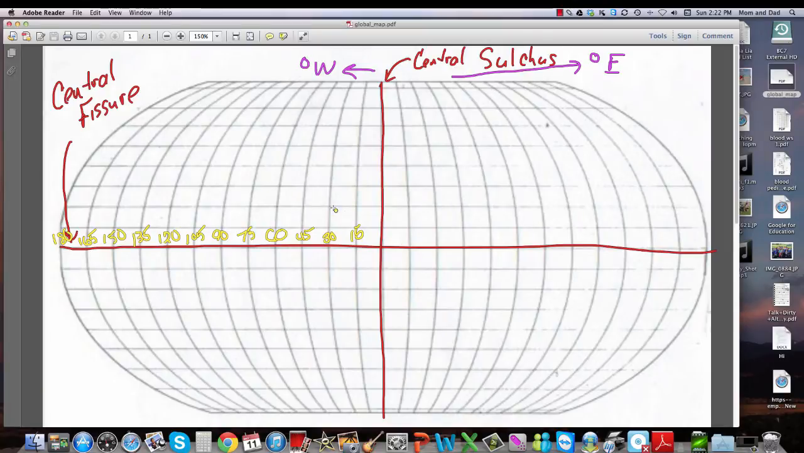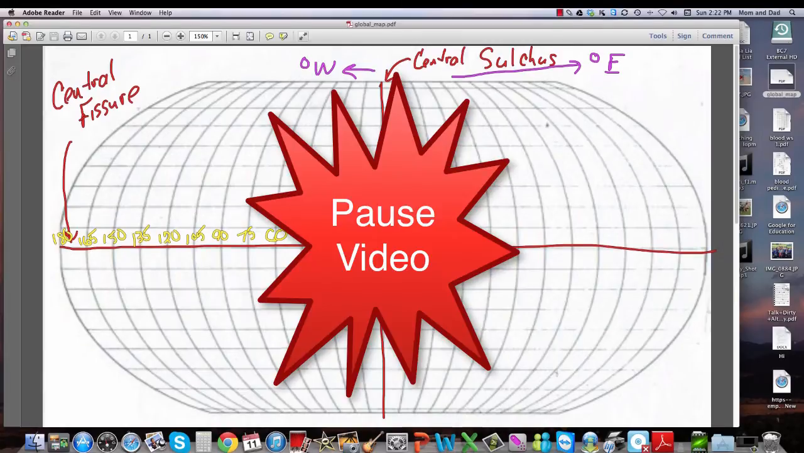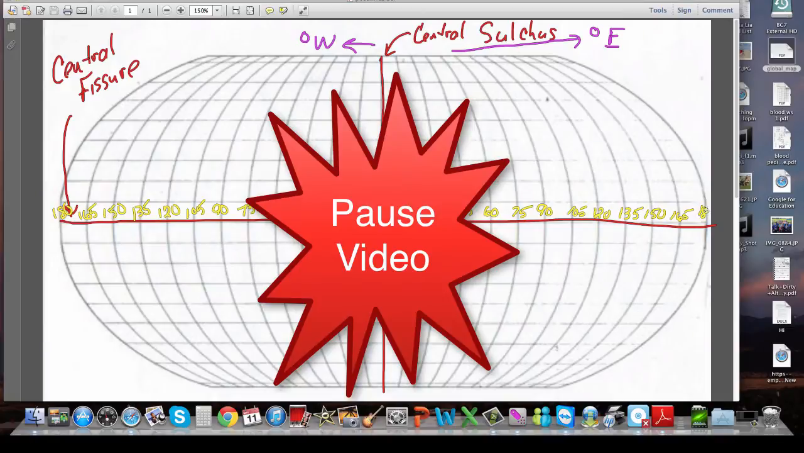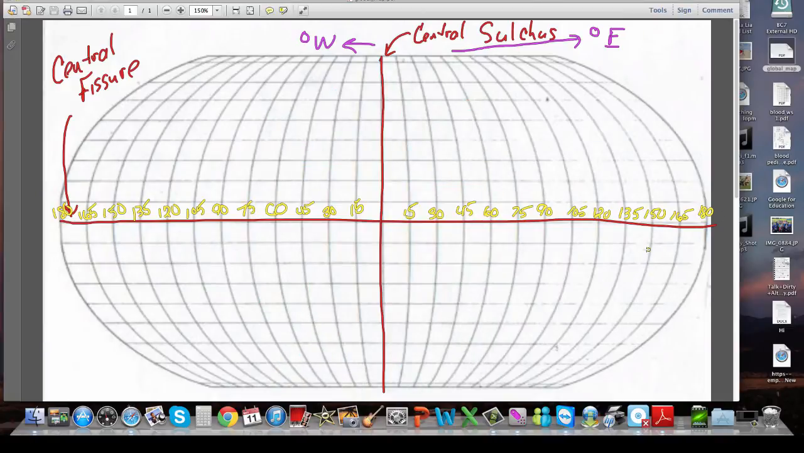Okay, so I've completed all of the degrees west. Now you need to do the same thing to the east. Again, please pause this while you finish. Okay, so I have completed all of the lines for the longitude.